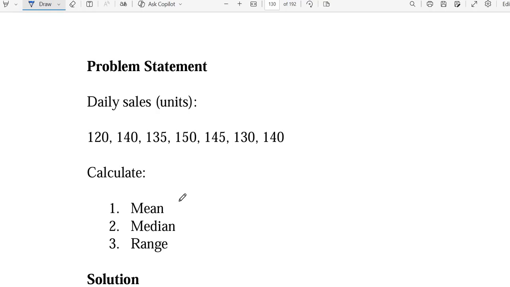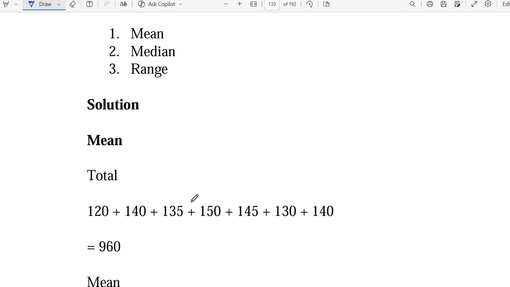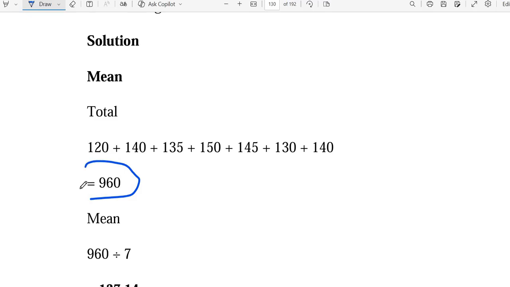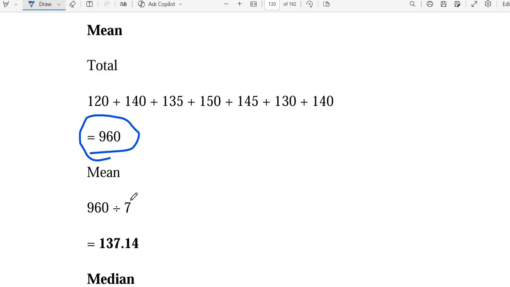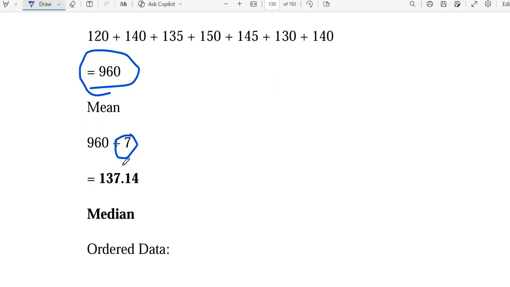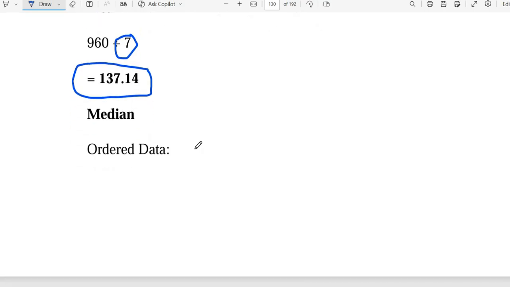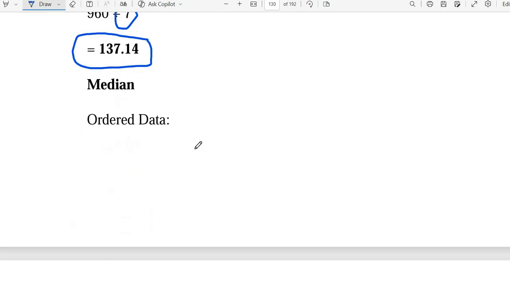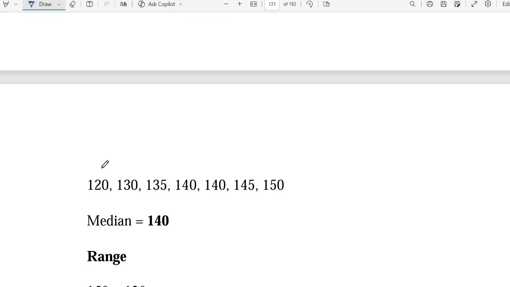How will you find the mean? Sum of all the numbers divided by the number of observations. Correct. So this is the sum of all the numbers. This is the number of observations. Let's divide it. We will get the mean as 137.14. Now median.